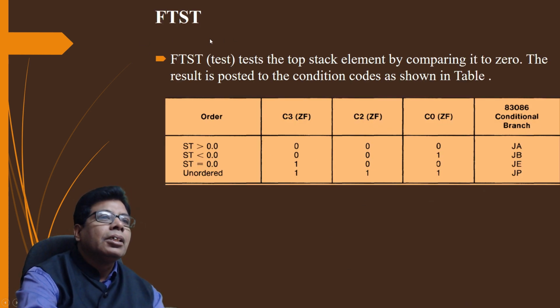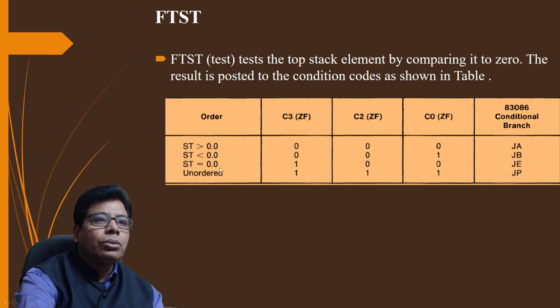Then FTST. Now this is the test instruction, FTST. So it tests the stack top element by comparing it to 0. If it is greater than 0, then these flags are not set, again it corresponds to JA. And if it is less than 0, then the carry flag should be set. It corresponds to JB.